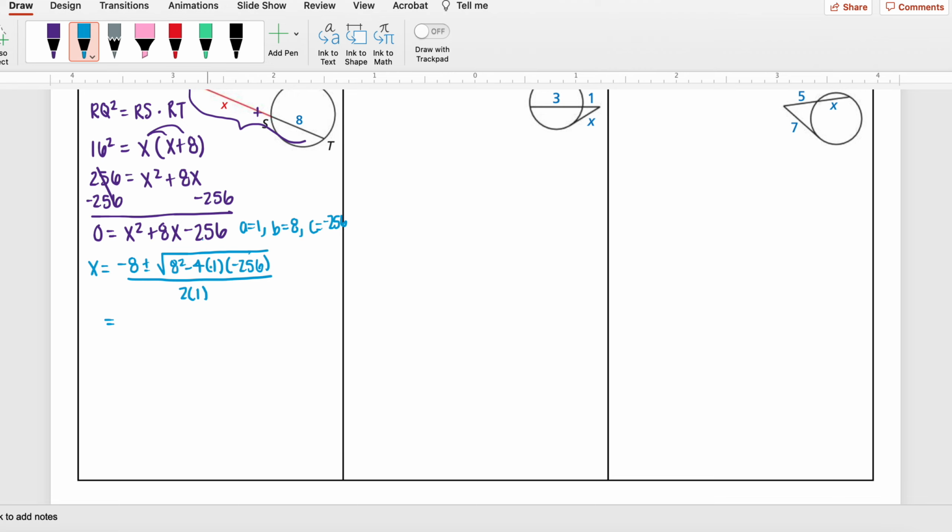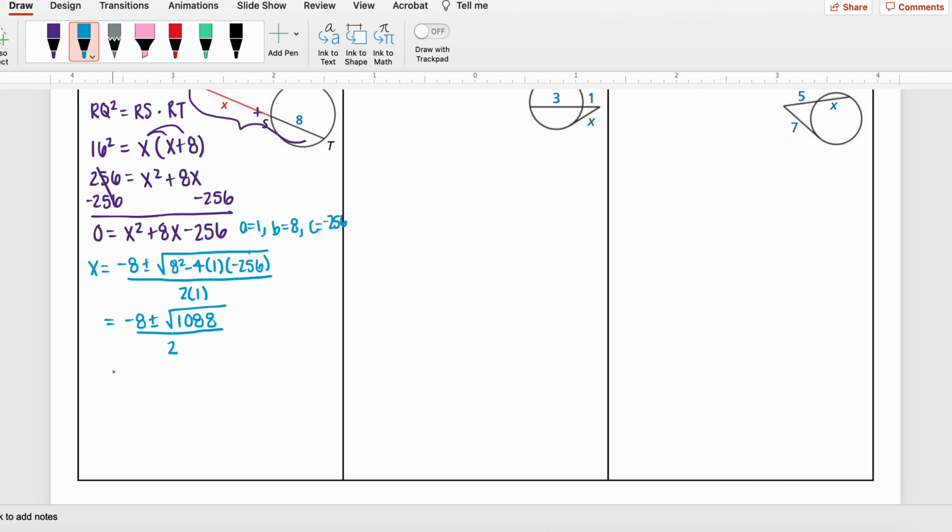I like to go ahead and first simplify under the radical. And so I know 8 squared is 64. Negative 4 times 1 times negative 256, I get 1024. So 1024 plus 64, I get 1088. So I have negative 8 plus or minus the square root of 1088, all over 2.